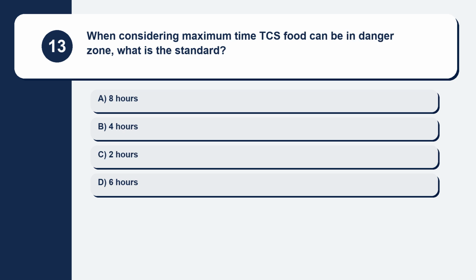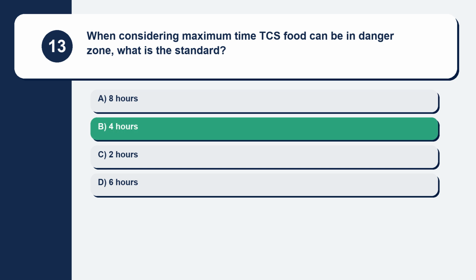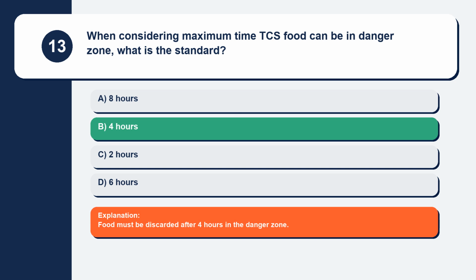Question 13. When considering maximum time TCS food can be in danger zone, what is the standard? 8 hours, 4 hours, 2 hours, 6 hours. Food must be discarded after 4 hours in the danger zone.